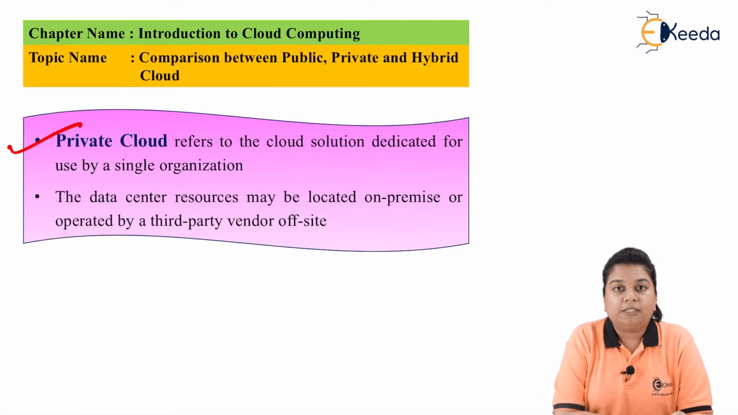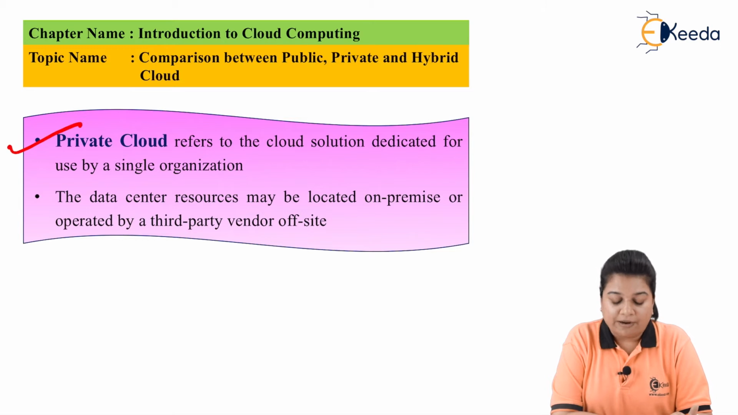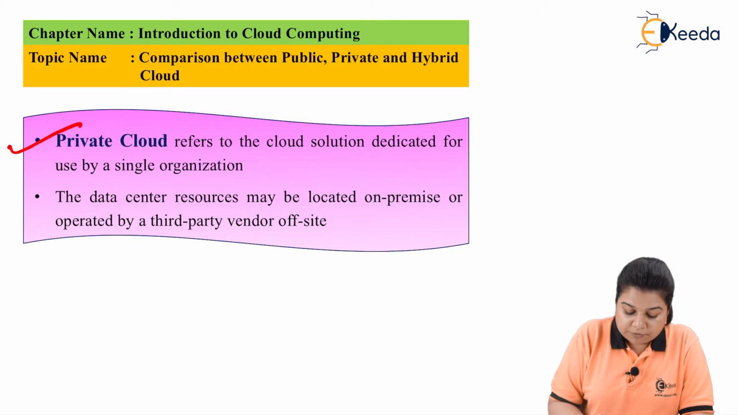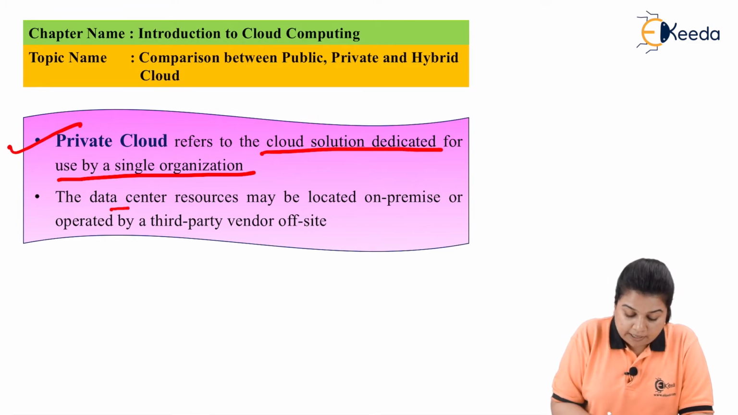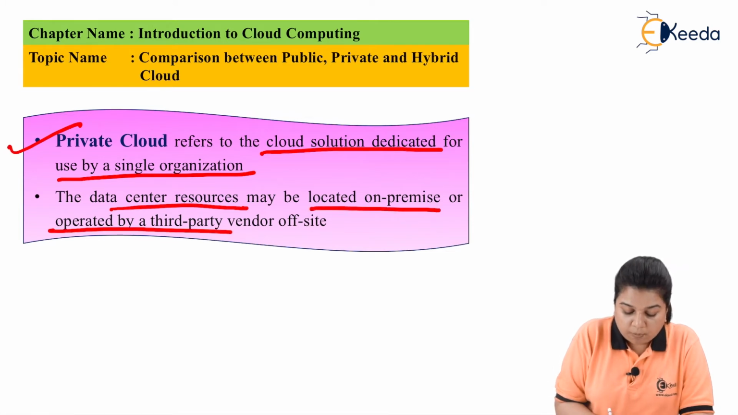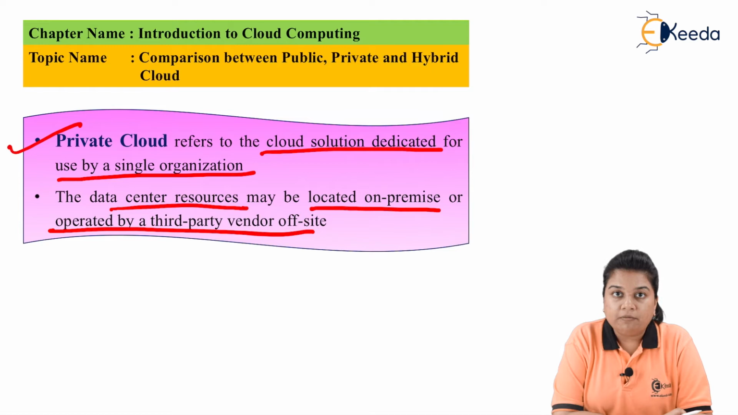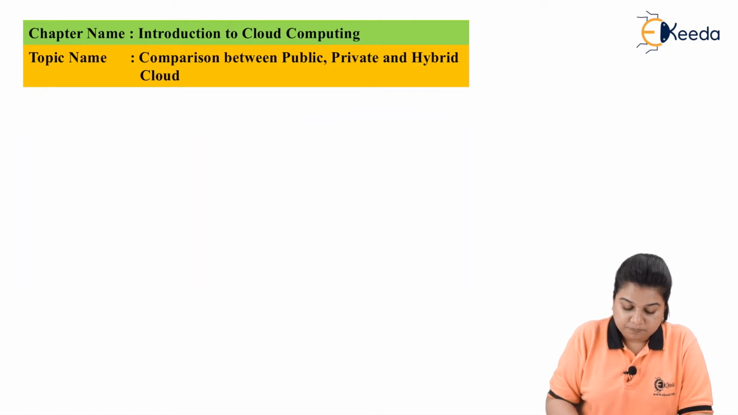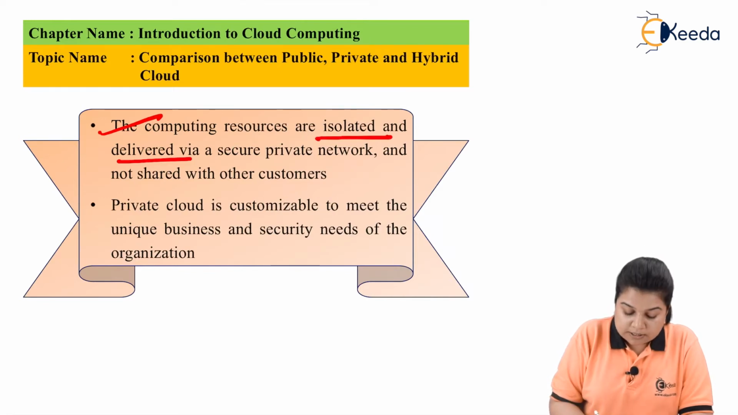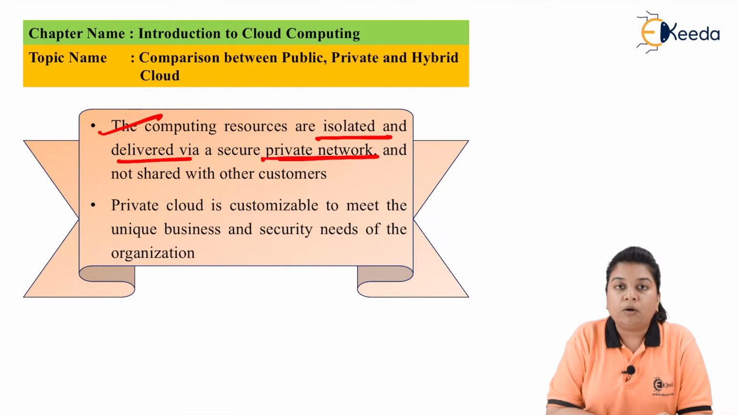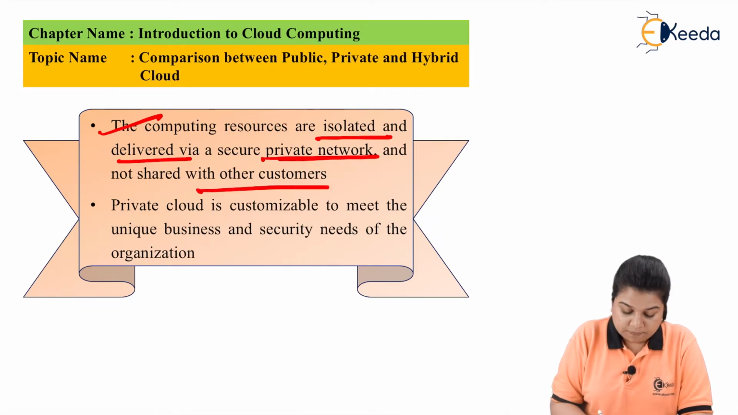Then comes next is the private cloud. Now what the private cloud is? Private cloud refers to the cloud solution dedicated for use by a single organization. The data center resources may be located on premises or operated by a third-party vendor off-site. The computing resources are isolated and delivered via a secure private network and not shared with other customers.